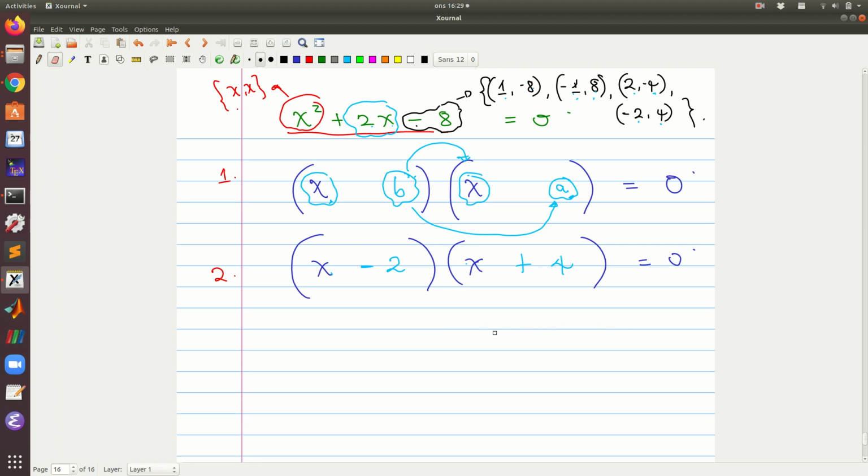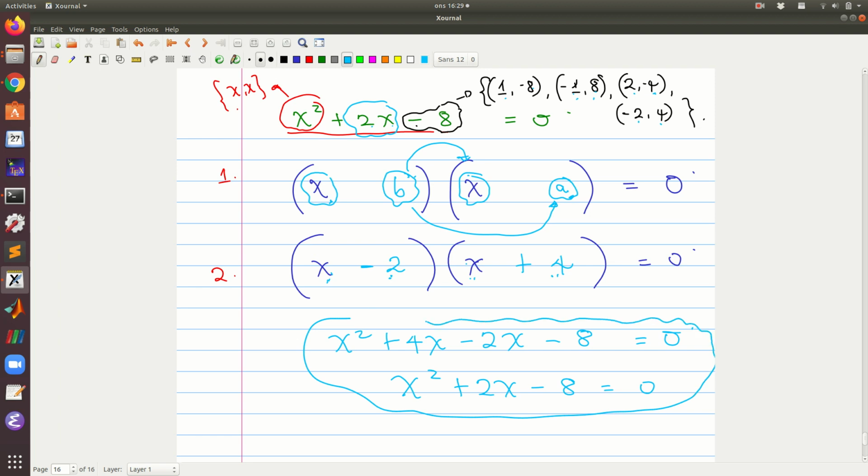So let's try to expand that and see. x times x is x squared, then x and 4x is plus 4x, then negative 2x and x is minus 2x, and then negative 2 times 4 is negative 8, equals 0. I suppose this is our original equation, x squared plus 2x minus 8 equals 0. Of course, this process involves some trial and error, but with practice you can train your eye to look at these terms very quickly, especially what goes here and what goes here.